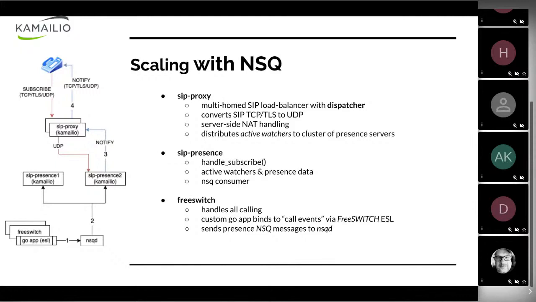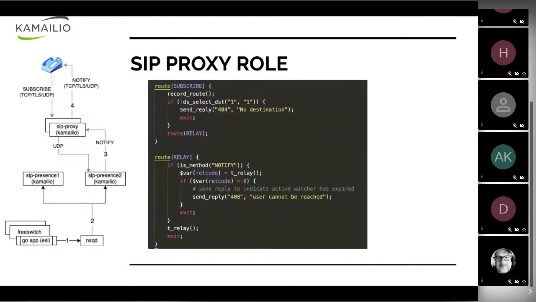As I mentioned, the SIP proxy is doing a lot of the lifting on the edge. It's doing server-side NAT handling, so the SIP presence servers don't have to worry about that. They don't have to worry about TCP connections either. And the subscribes are distributed across all the presence nodes using dispatcher. So the SIP proxy role is pretty simple. Right here, it's just distributing the subscribe requests to the SIP presence nodes.